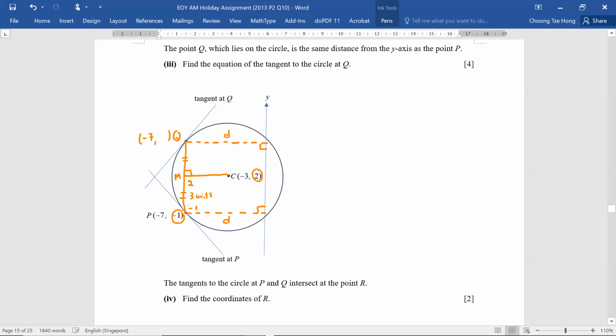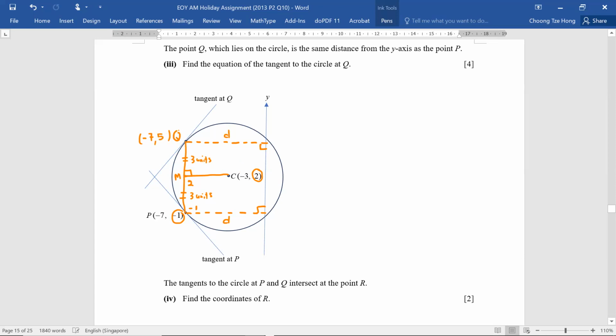Since this chord has been bisected into 2 equal parts by this line CM, do you agree with me that this is also going to be 3 units? If this is 3 units, then I know the y coordinate of Q already. So the y coordinate of Q is actually 2 plus 3, right? Because over here is level 2, plus 3 units, so it becomes 5.